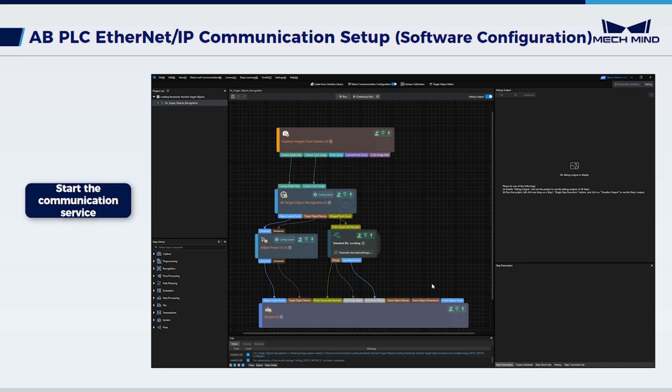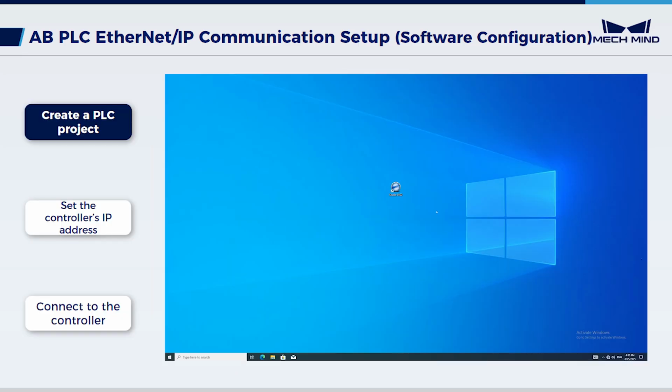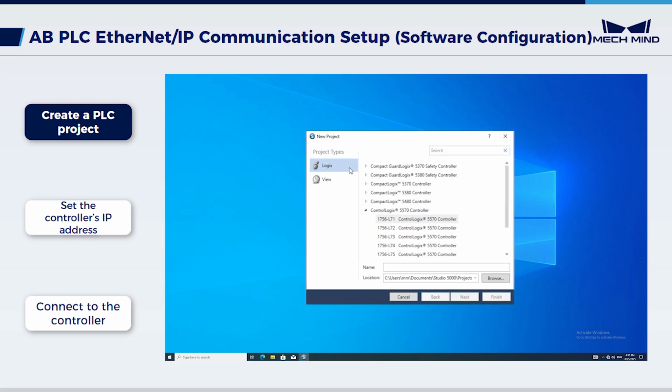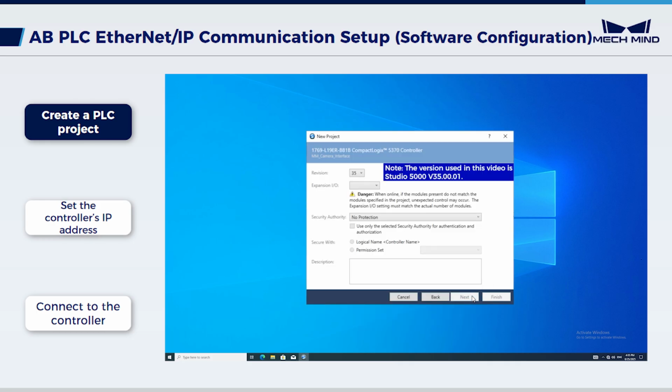After finishing the IPC configuration, use Studio 5000 to create and configure the PLC project to establish Ethernet IP communication with the controller. Open Studio 5000 on the engineering PC. Create a new project. Select Logics, choose the CPU family and exact model that match the AB PLC. Enter the project name and choose a location to save the project. Next, set revision and configure expansion I/O according to your module layout. Click Finish to create the project.